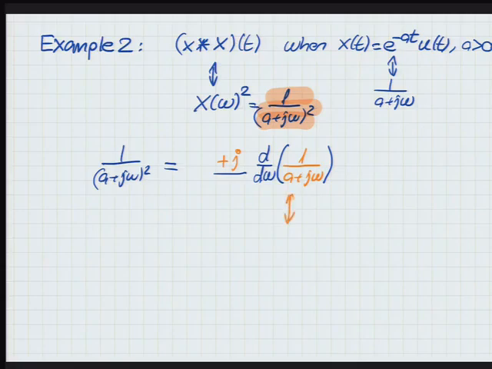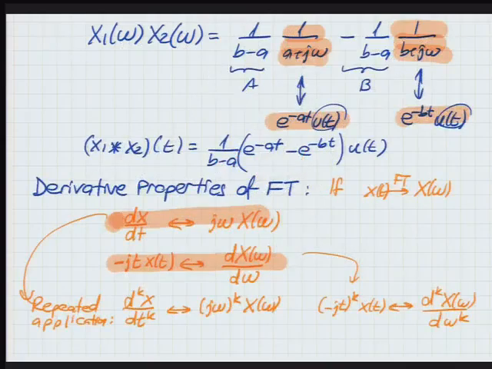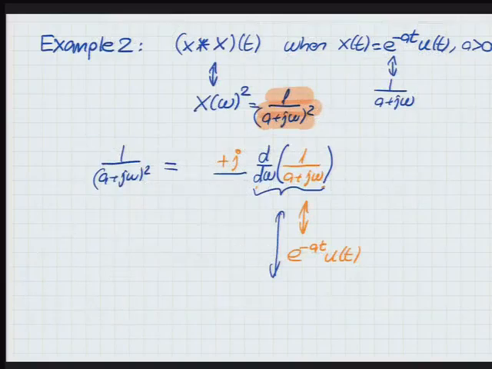Well, first let's start with what's inside. I know the guy inside is the Fourier transform of e to the negative at u of t. So I also know that the big thing now, the derivative of this, must go with, using our property, negative jt times x of t, right? So that means I just have to multiply with negative jt e to the negative at u of t.